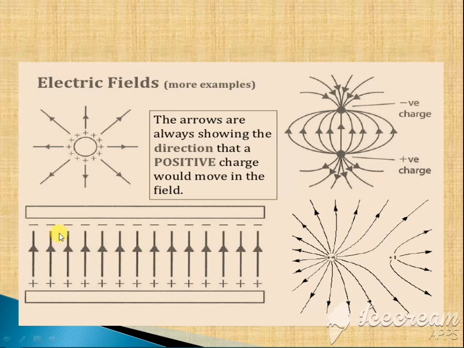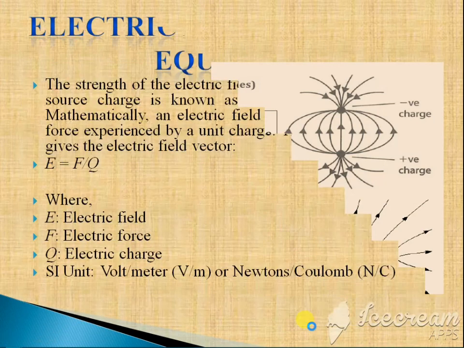In the parallel plates, the field moves from the positive charges towards the negative charges. Arrows represent the charge's direction.